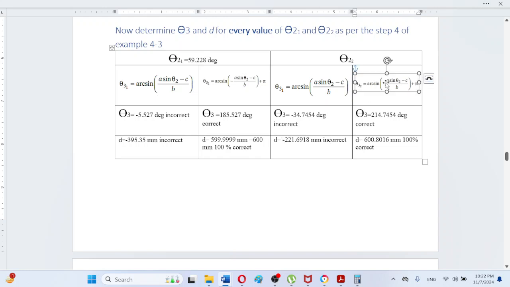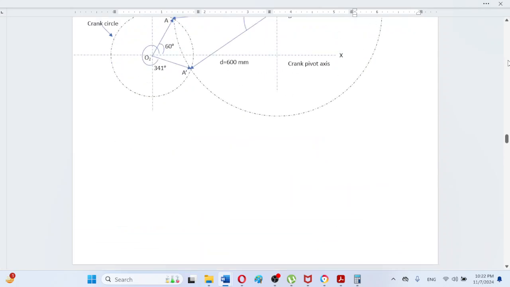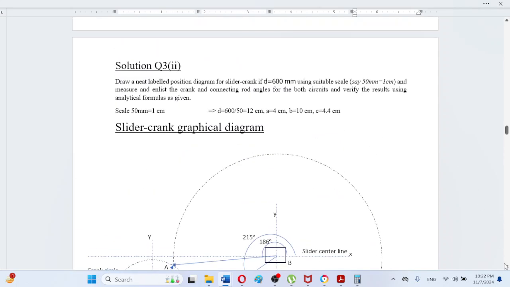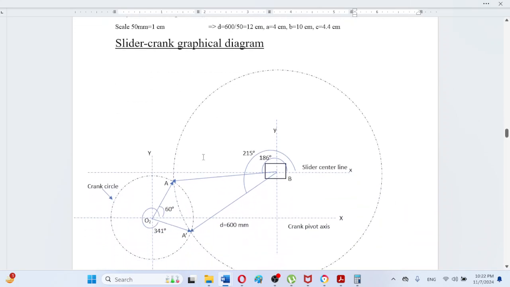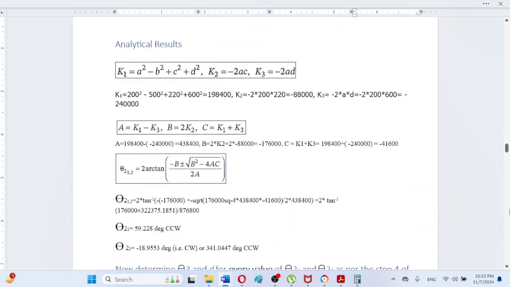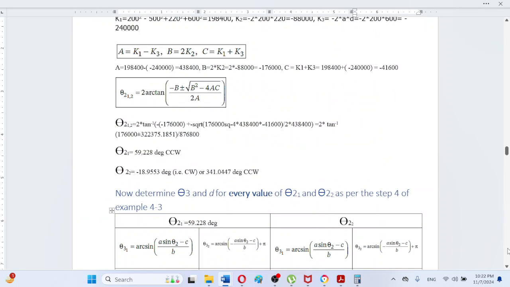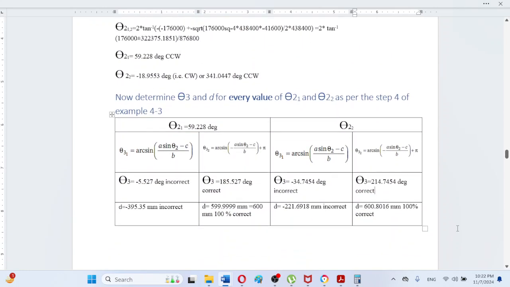And if we use the other formula for theta 3 2, which is giving this result, which is equal to 214.7454, and as we can observe here, the result that was graphically calculated is equal to 215, so the result is very nearly equal. So this is correct, and the corresponding D value is 600.8016 millimeter, which is also 100% correct.